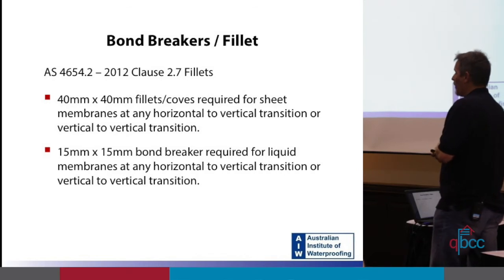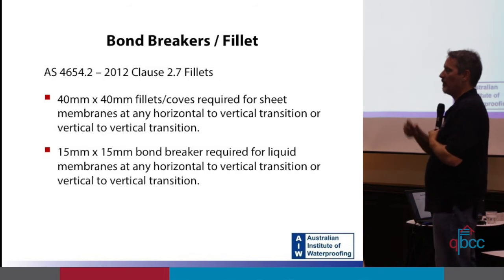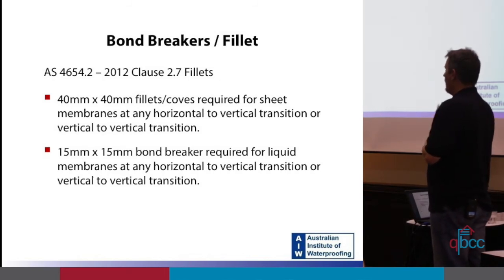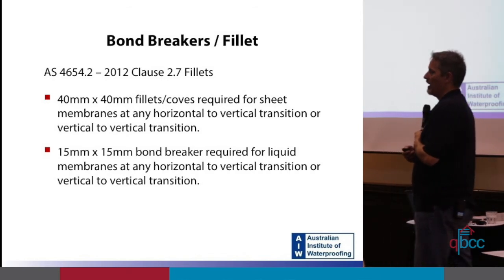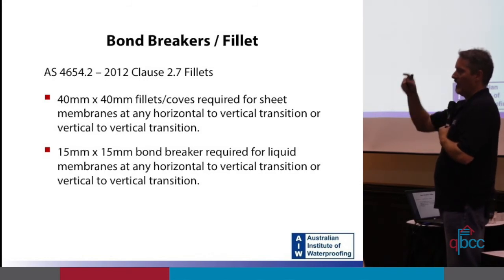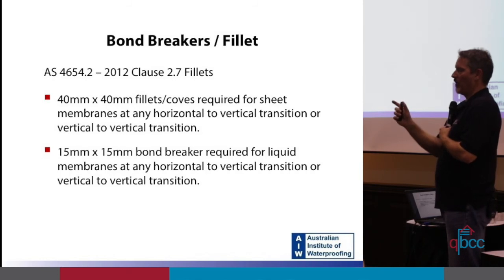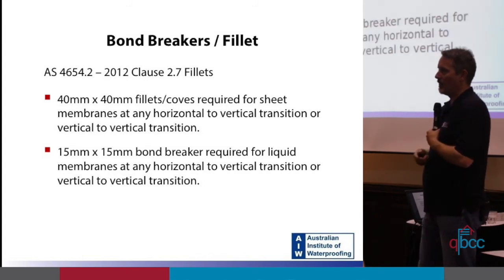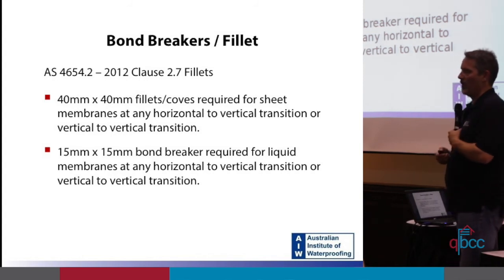So for external waterproofing, what the standard says, it calls them fillets in general, and there's a lot more sheet membranes used externally, so it makes a distinction. For a sheet membrane, you need a 40 by 40 millimetre fillet at any transition. And by fillet, it's basically a triangle made from, you can make it out of cement grout, 40 mil high, 40 mil on the ground, cut it off diagonally. And it gives you a nice transition, and that's for sheet membranes. For liquid membranes, it asks for a bond breaker of 15 by 15 millimetres externally.